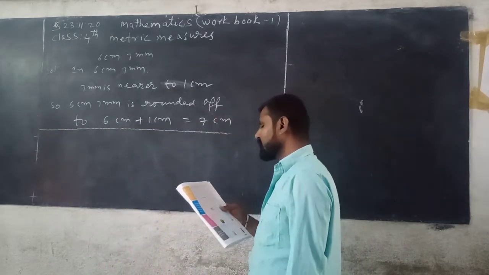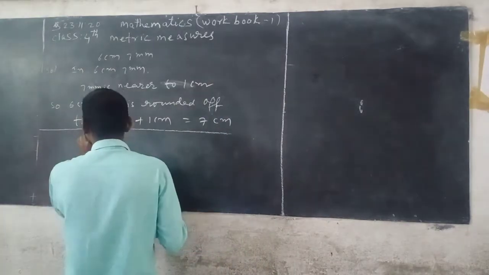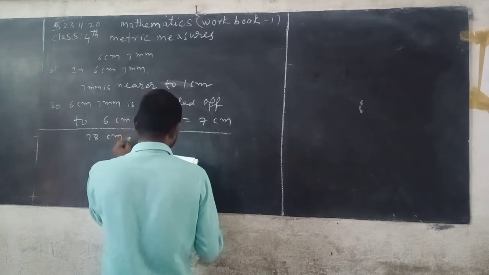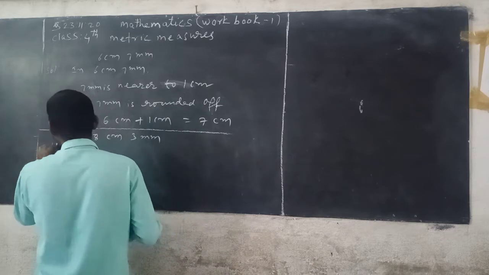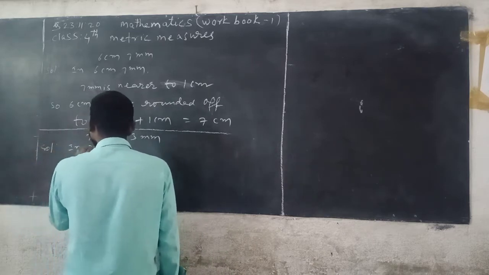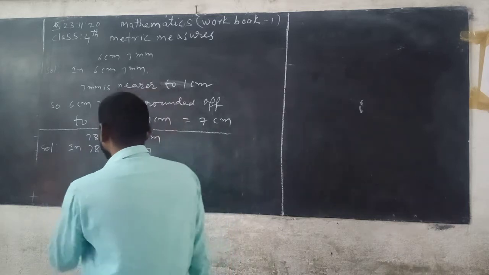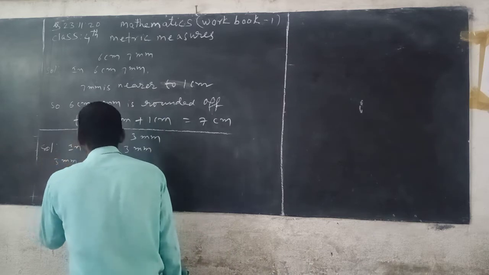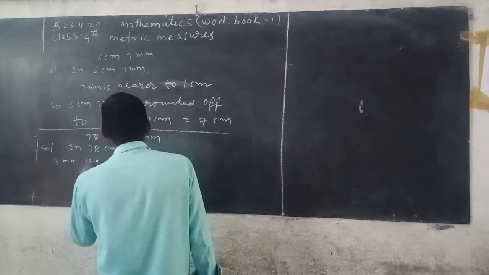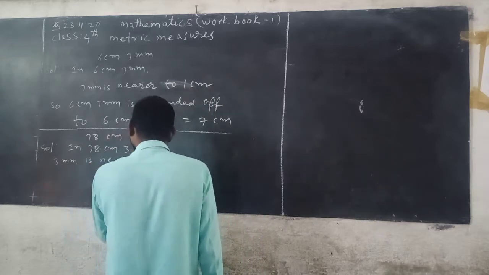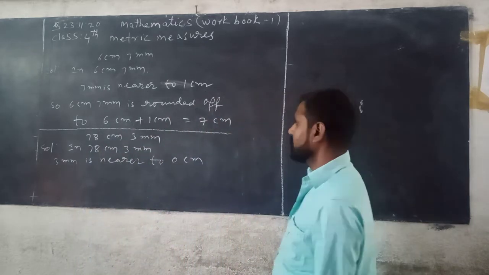Now next one is the length of Amos's ribbon, 78 centimeter 3 millimeter. Here solution, listen carefully. In 78 centimeter 3 millimeter, 3 millimeter is nearer to 0 centimeter, because that is less than 5.